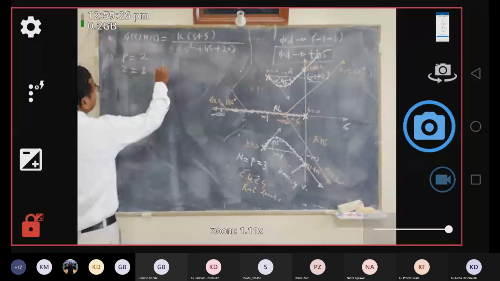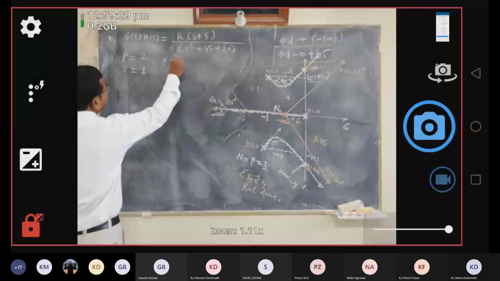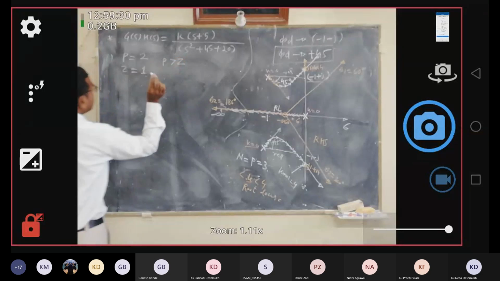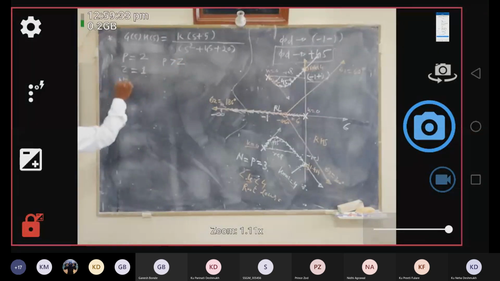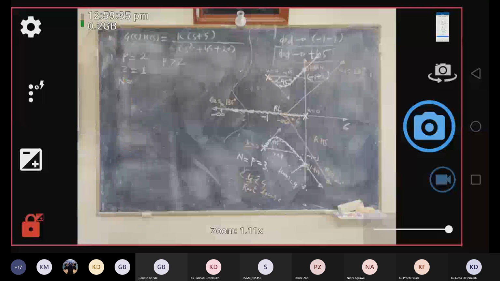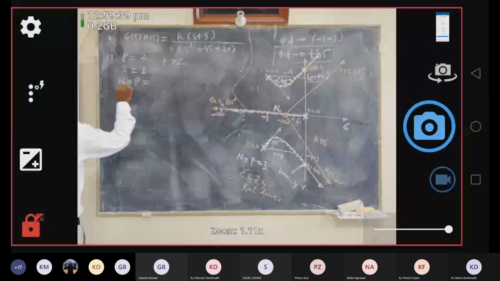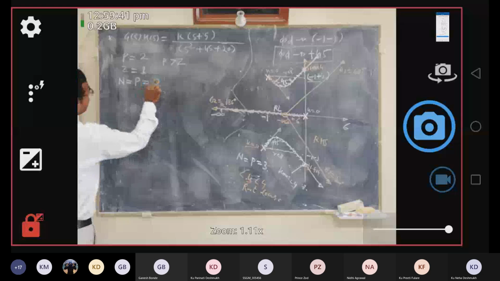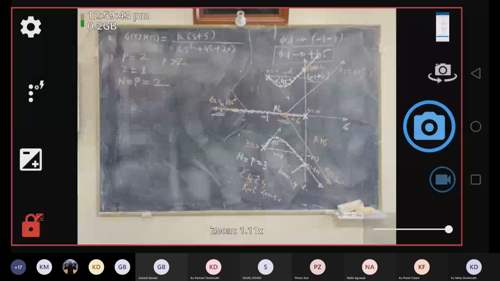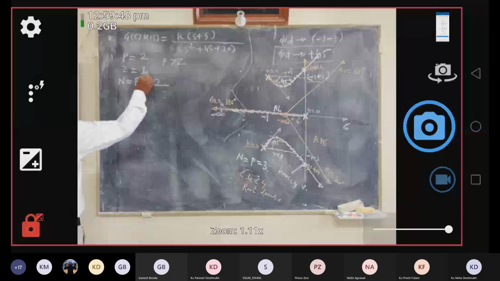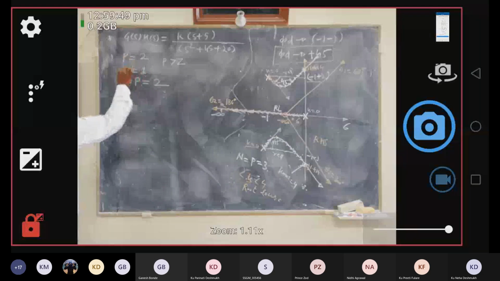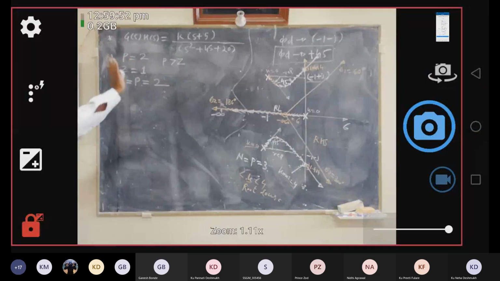Okay. So again, which condition are we getting? P is greater than Z. So when P is greater than Z, what about the number of branches? Capital N is equal to P. So that means the number of branches is 2. Two poles and 1 zero, so N is equal to P is equal to 2.